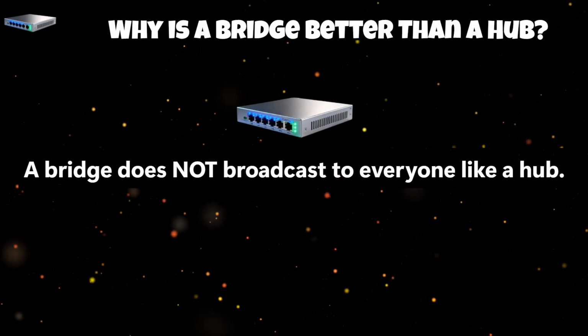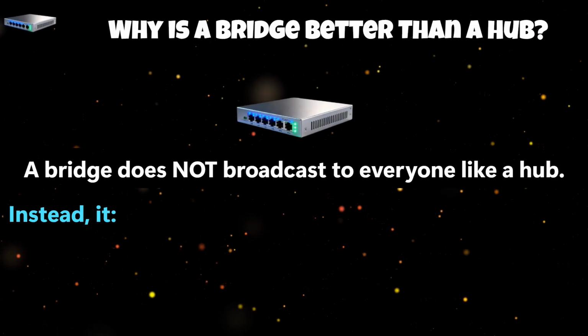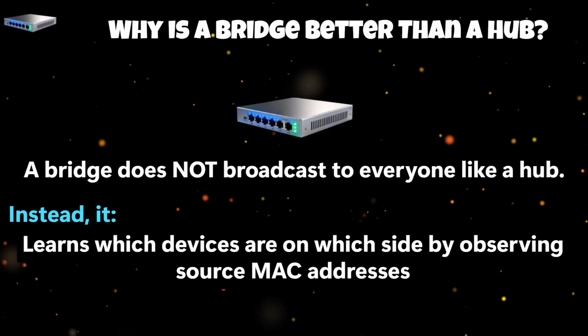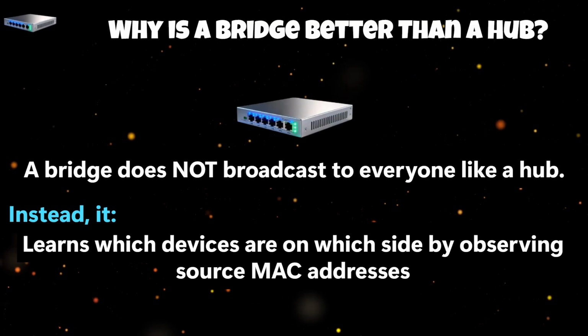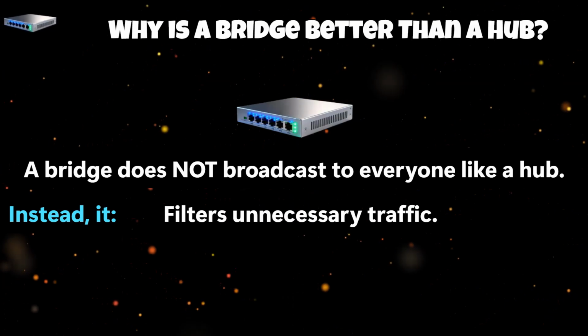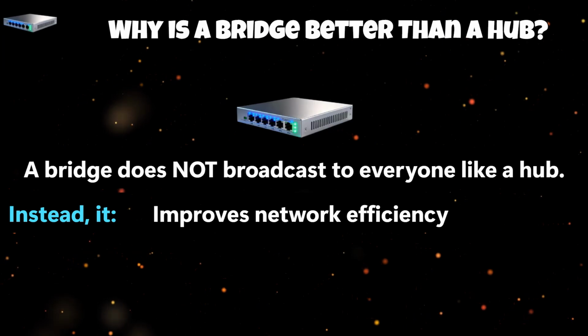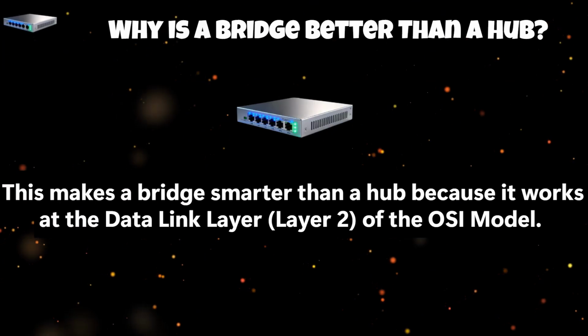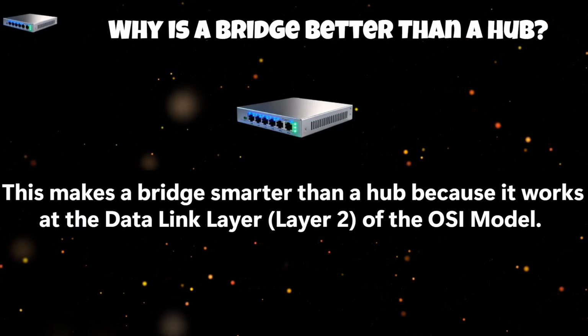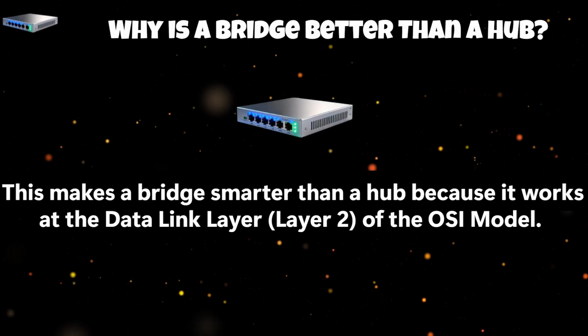A bridge does not broadcast to everyone like a hub. Instead, it learns which devices are on which side by observing source MAC addresses. Filters unnecessary traffic. Reduces collisions. Improves network efficiency. This makes a bridge smarter than a hub because it works at the data link layer, layer 2, of the OSI model.